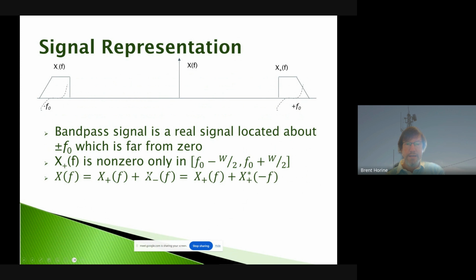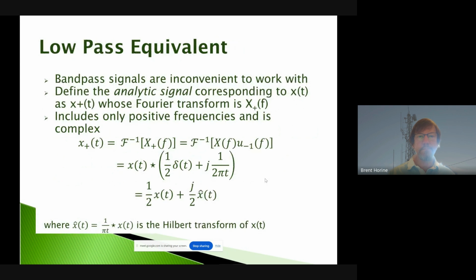And recalling now that these are real signals, we can derive this X sub minus in terms of X plus by using the complex conjugate and negating the frequency. All right, so why are we doing all this, right?